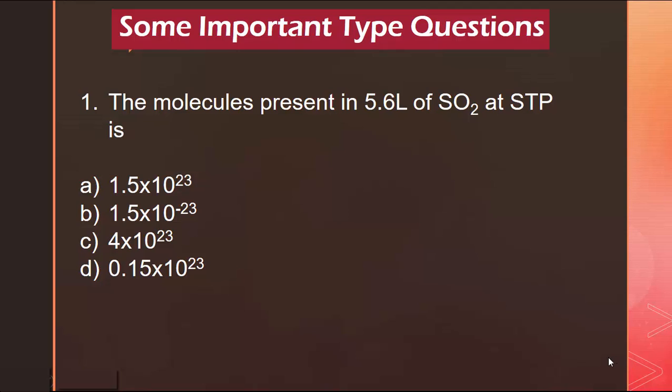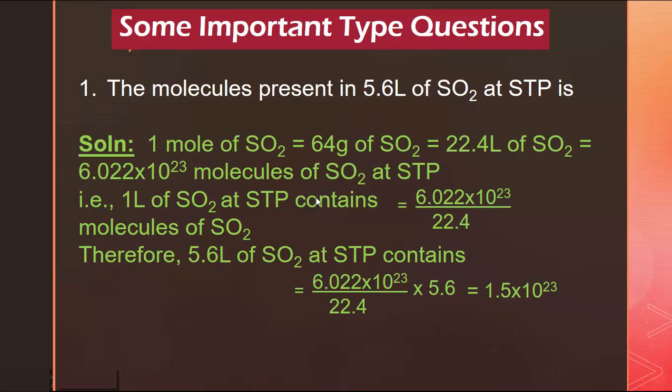Now let's see which one of these given options is the answer for this. Answer is option A 1.5 into 10 to the power 23. Now let's see how option A 1.5 into 10 to the power 23 is the answer. Let's understand how to solve this numerical.